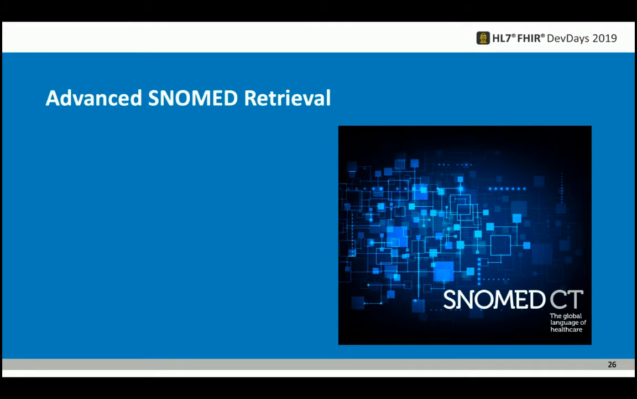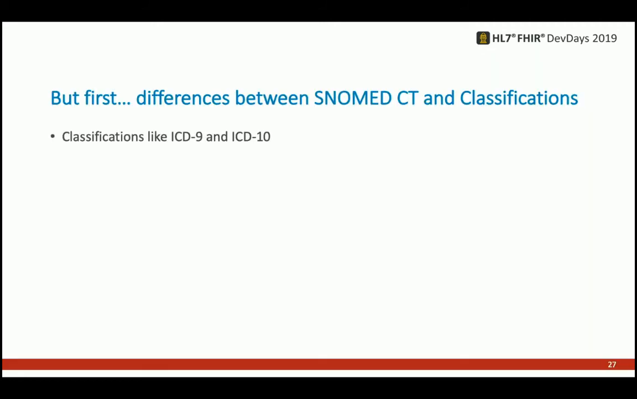Quickly going through, so that's a very simplistic thing, but going on to some of the advanced SNOMED retrieval: how do you find out attributes of a concept? How do you do the more powerful analysis? I'm just moving on quite quickly.